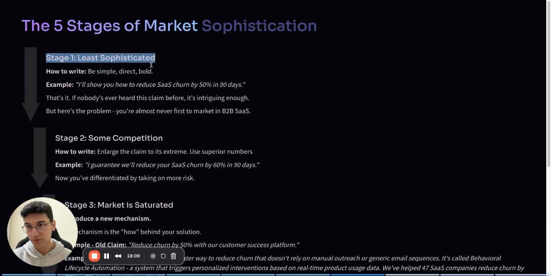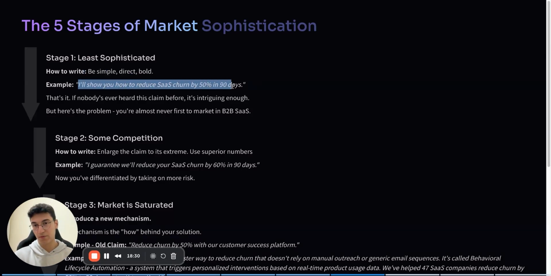Now, for the first sophistication level, when you write, you need to be simple, direct, and bold. Because in this sophistication level, you are first to market. Nobody has heard claims like yours, right? Like, I will show you how to reduce your sales churn by 50% in 90 days. That's it. You don't need to try different styles, hooks, etc., because you are first in the market.